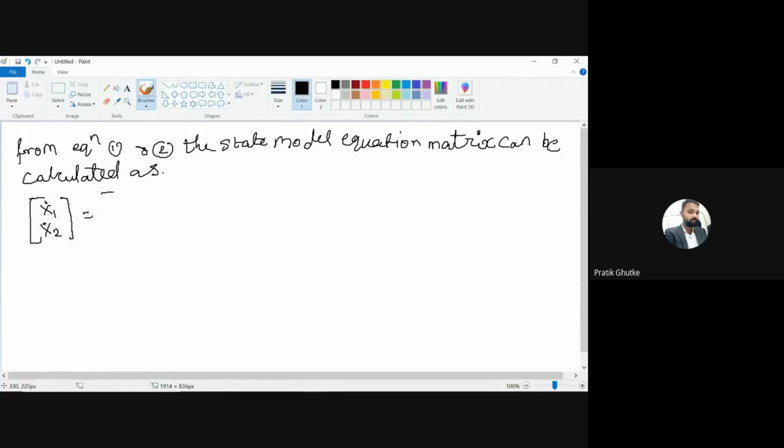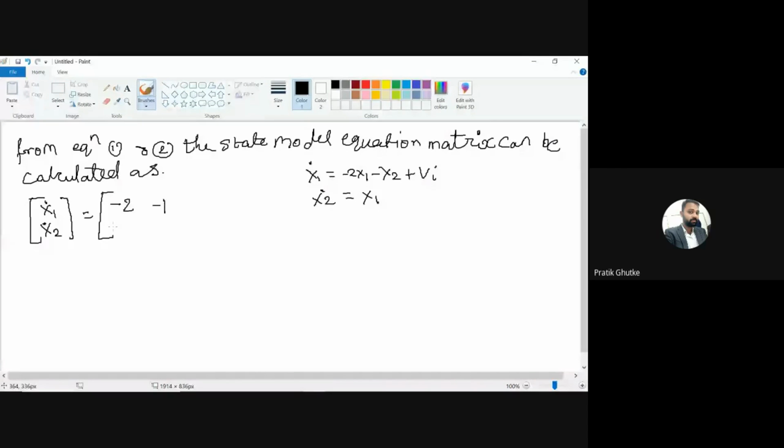Okay, from equation 1 and 2 I can draw. So what is my equation 1? x1 dot equals minus 2x1 minus x2 plus Vi. This was my equation number 1, and x2 dot equals x1. This was my equation number 2. So in equation 1, what is the coefficient of x1? It is minus 2. That's why I am writing here minus 2. Coefficient of x2 is minus 1. Therefore, I am writing here minus 1.